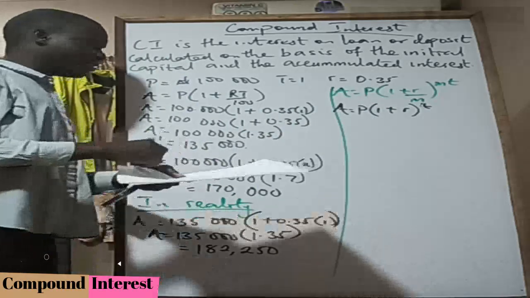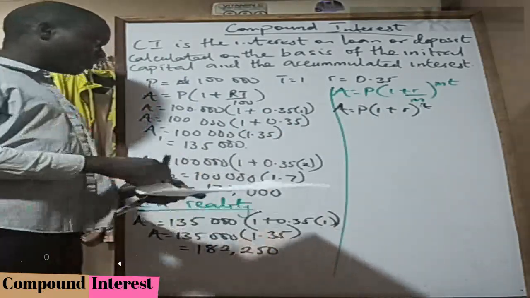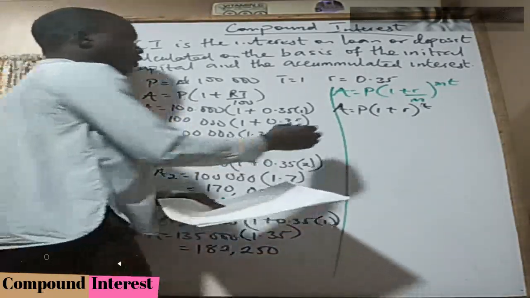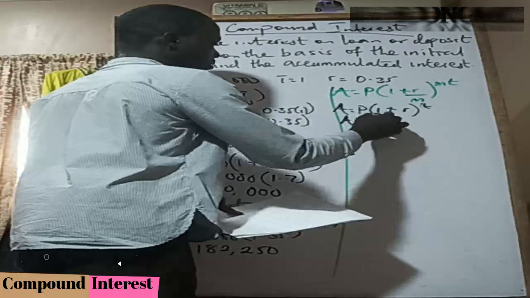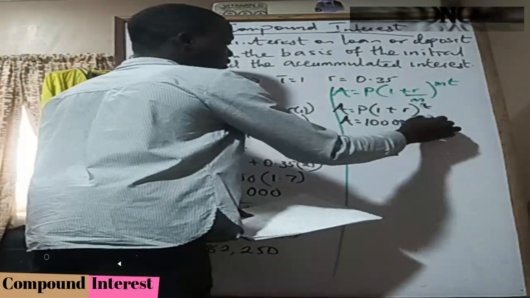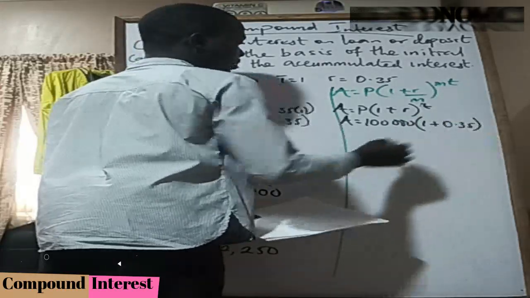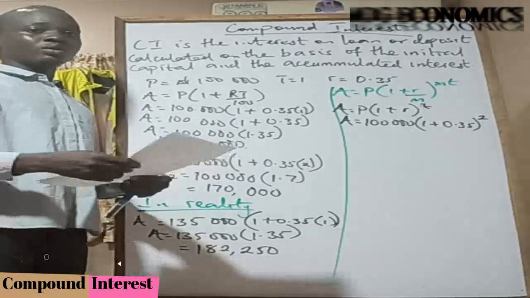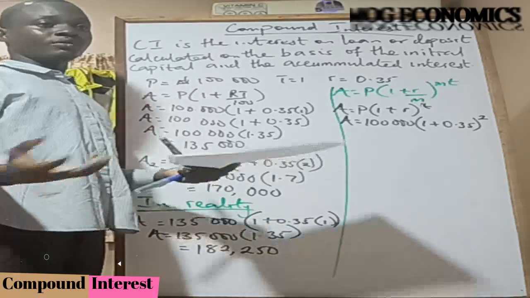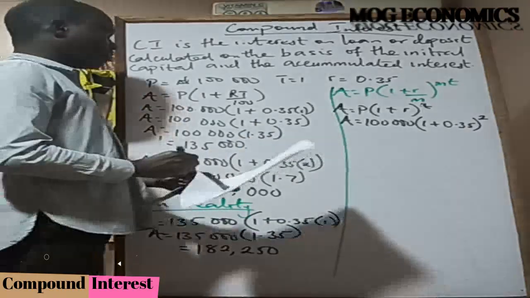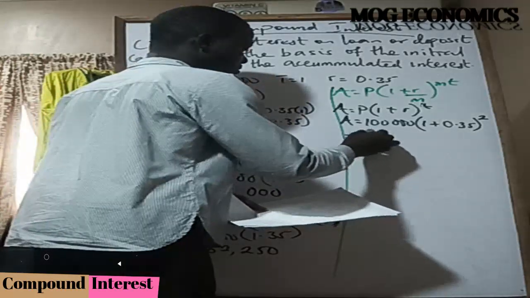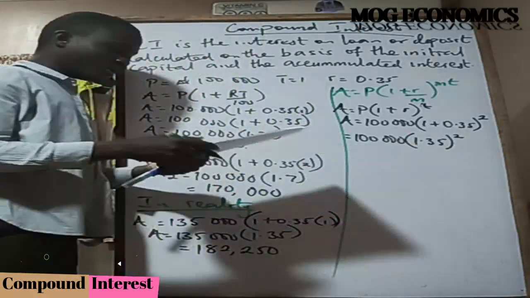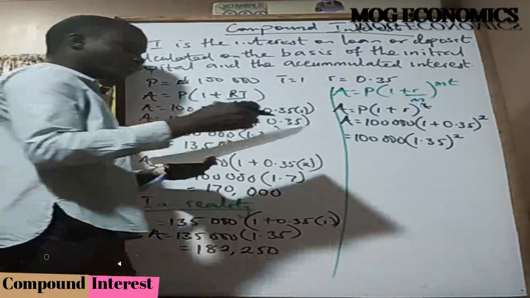Now let's look at the initial investment that this guy made, and see if after 2 years we are going to get this answer here. So A is equal to 100,000 into brackets 1 plus 0.35, raised to the power T, which is 2 years. Because we were not told the number of times it was compounded, it was compounded once. If it was compounded more than once, the question would state it. So this is equal to 100,000 into brackets 1.35 squared. When you do 1.35 squared, you get 1.8225.